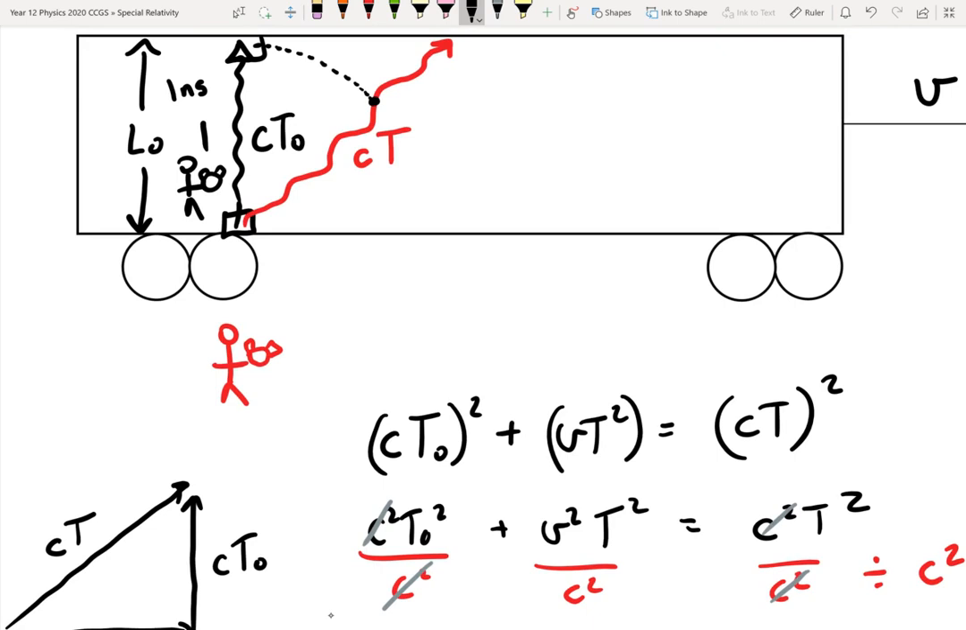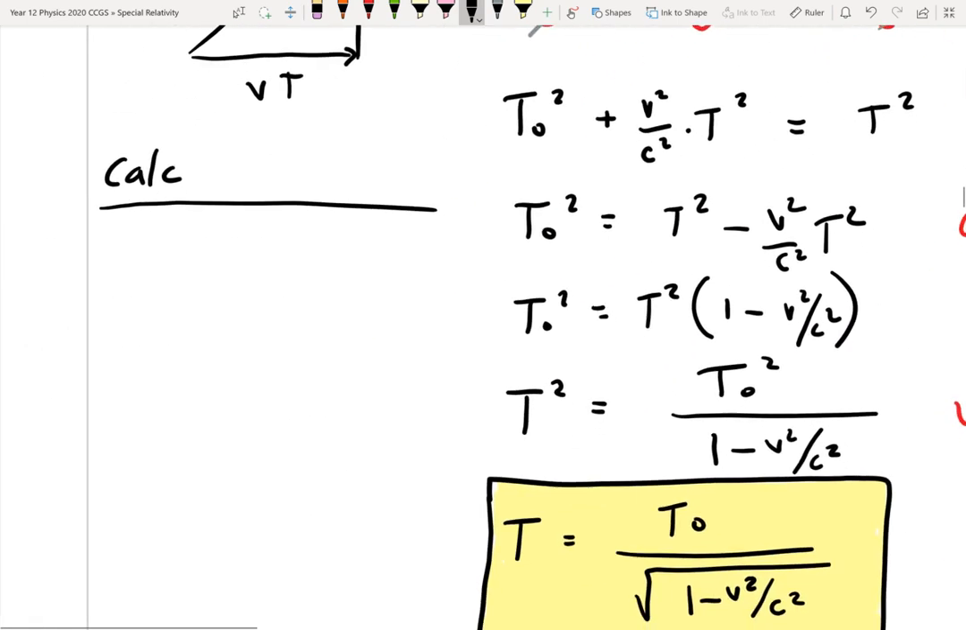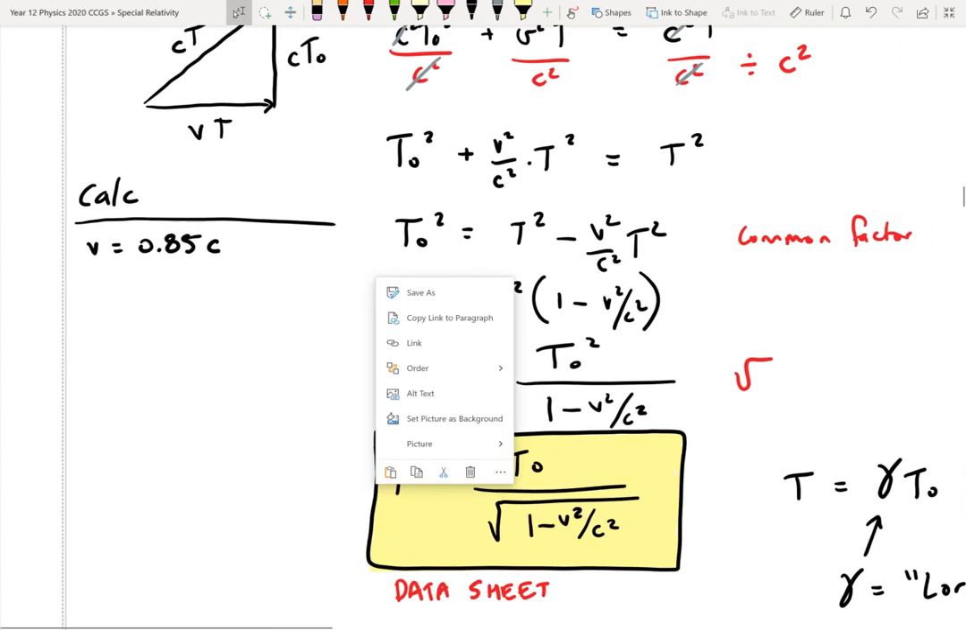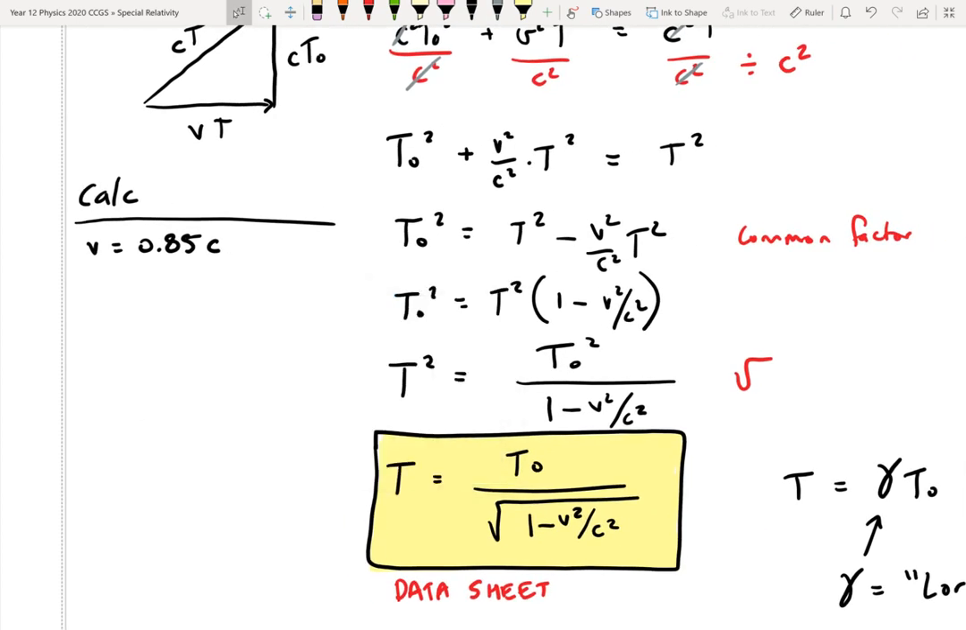We could figure out the height of the train if you wanted to. Just rearrange your constant velocity equation. Now, if v equals 0.85 c, the easiest thing to do, gentlemen, don't leave it in meters per second, because it's a nasty looking equation. Write it as v on c. In which case, v squared on c squared is just 0.85 squared. The maths becomes a lot simpler.